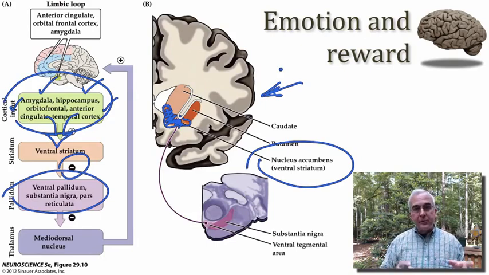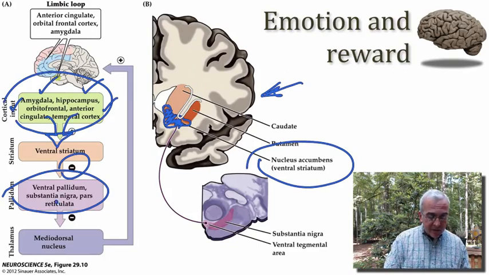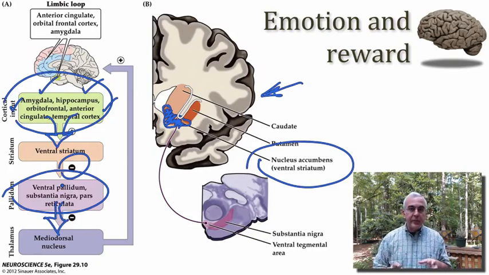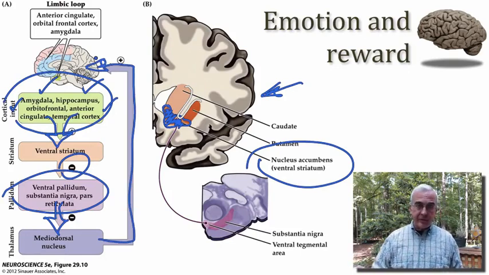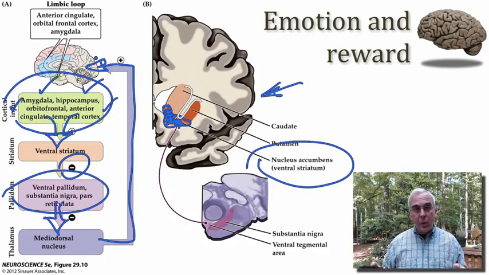Well, the output from this ventral pallidum and this particular component of the pars reticulata is directed at that medial dorsal nucleus of the thalamus, which is the principal thalamic nucleus that projects out to the prefrontal cortex. So the projections here are indeed directed back towards many of the same cortical regions that gave rise to input to this nucleus accumbens in the first place. Most importantly, the orbital and medial part of the prefrontal cortex.